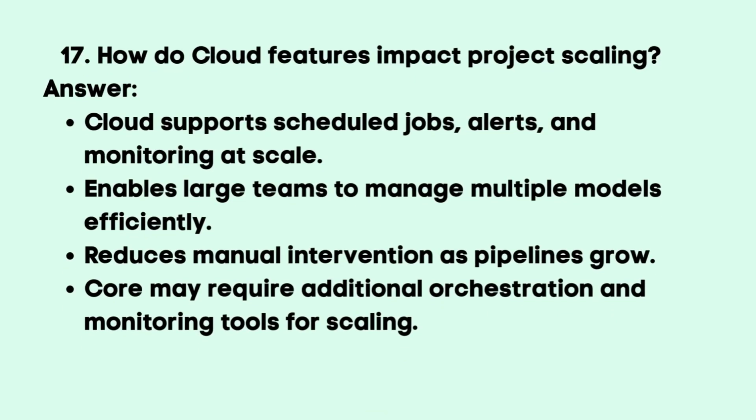How do cloud features impact project scaling? Answer: Cloud supports scheduled jobs, alerts, and monitoring at scale. Enables large teams to manage multiple models efficiently. Reduces manual intervention as pipelines grow. Core may require additional orchestration and monitoring tools for scaling.